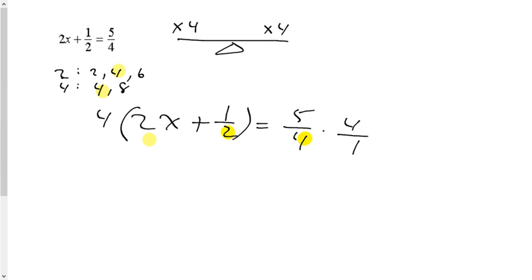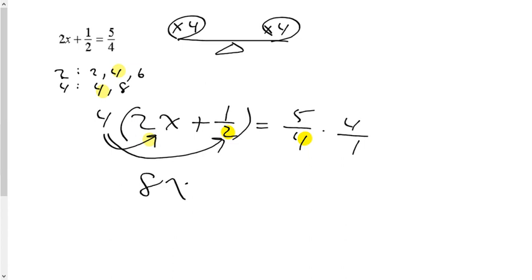So I'm going to multiply both sides by 4. And because the left-hand side is a binomial, I'll need to utilize the distributive property. So 4 times 2x is 8x. 4 times a half is 2. And 5/4 times 4, if I cross reduce, I get 5. So if you don't like fractions and you aren't real good at them, just multiply both sides by a common multiple of all of the fractions within the equation, and you'll be able to solve it. So you get 8x equals 3.